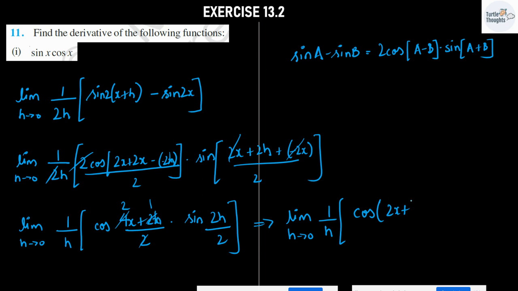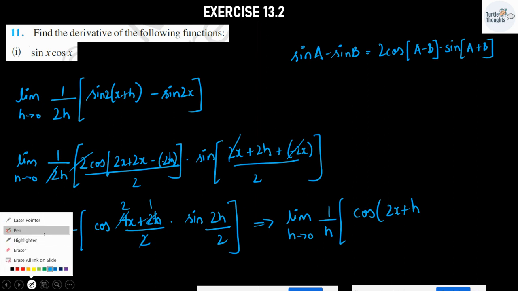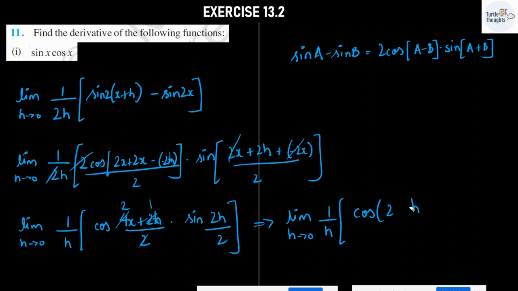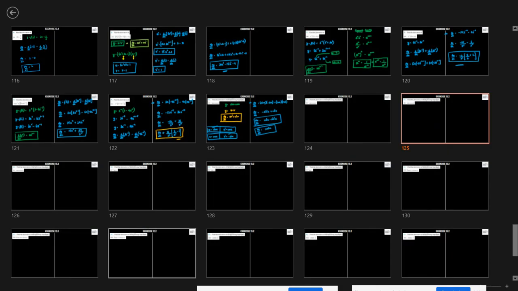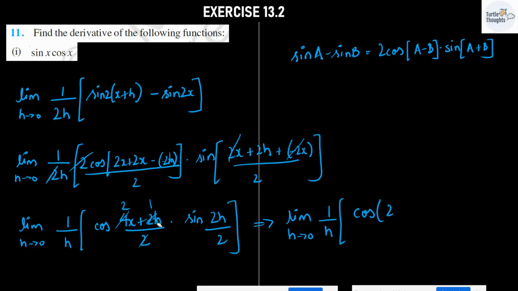So cos 2x plus h, or what did I have? Sorry. Here I should be taking cos of 2x plus h, right? 2 and 2 will be getting cancelled. h will remain as it is. So I can write cos of 2x plus h, multiplied by, here 2 and 2 are going to get cancelled, sine of h itself.